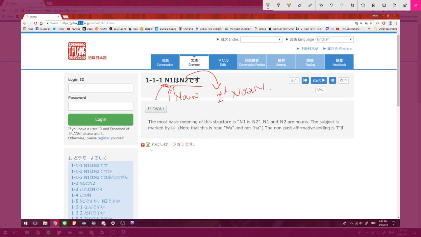So for example, we have this explanation here. The most basic meaning is N1 is N2, and they're both nouns, see? And the subject is marked by wa. So the first thing you have to remember is that this hiragana, you have learned it as ha, right? But if you use it as a particle, it's wa. So if you use it as a particle, it's going to be wa.